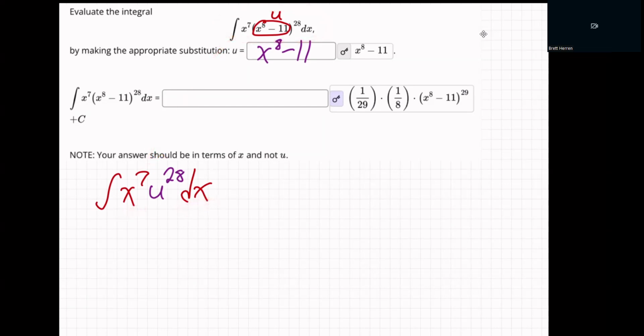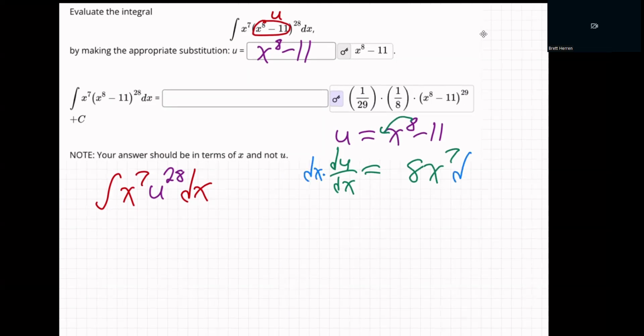So how do we do it? Well, I'm going to write out what that u is. Again, that u is x to the 8th minus 11. So if I do the derivative of that, du dx, remember derivatives, bring the 8 down, 8x to the 7th, and then multiply both sides by dx. Boom. So du is 8x to the 7th dx.